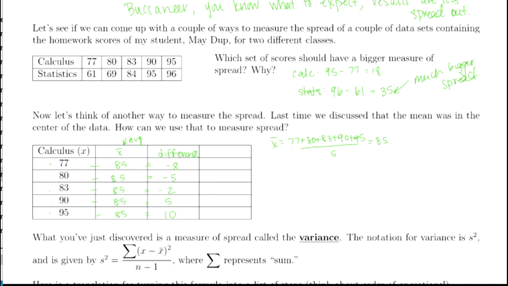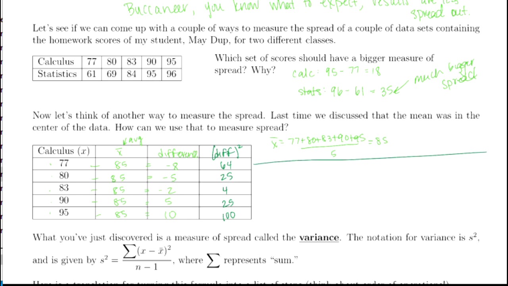This next thing that we're going to do is a little bit different. We're going to take that difference and square it, and some of that's because we don't necessarily care if it's above or below the average, just how far from the average it is. To take care of that, you square it, because that'll get rid of the negatives. So 64, 25, 4, 25, and 100. And we're going to average those to come up with the spread of the set.